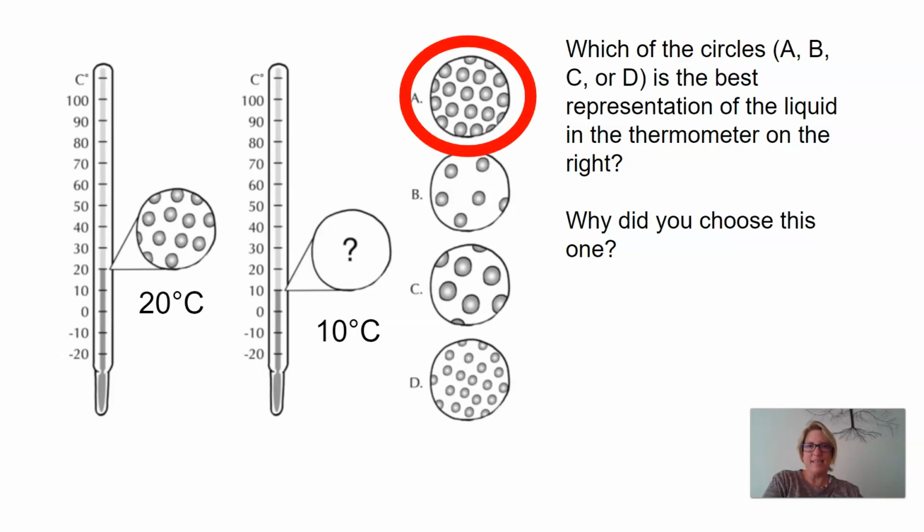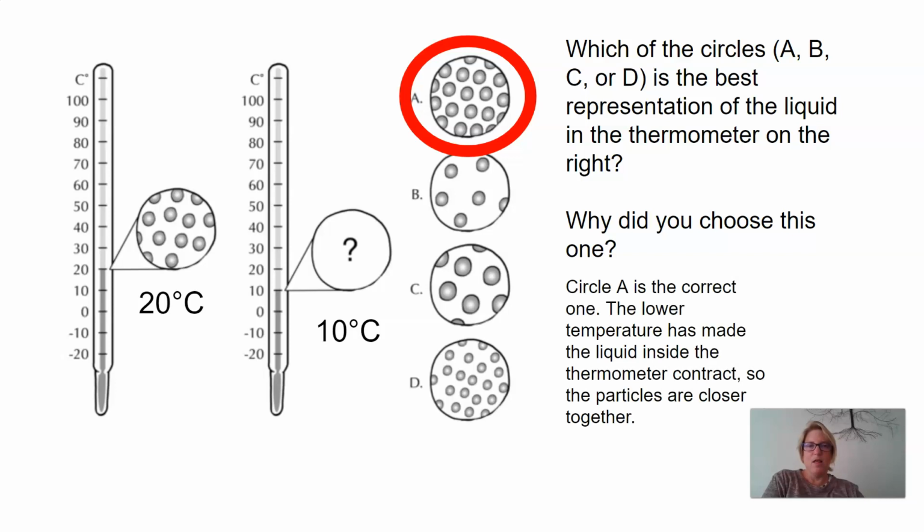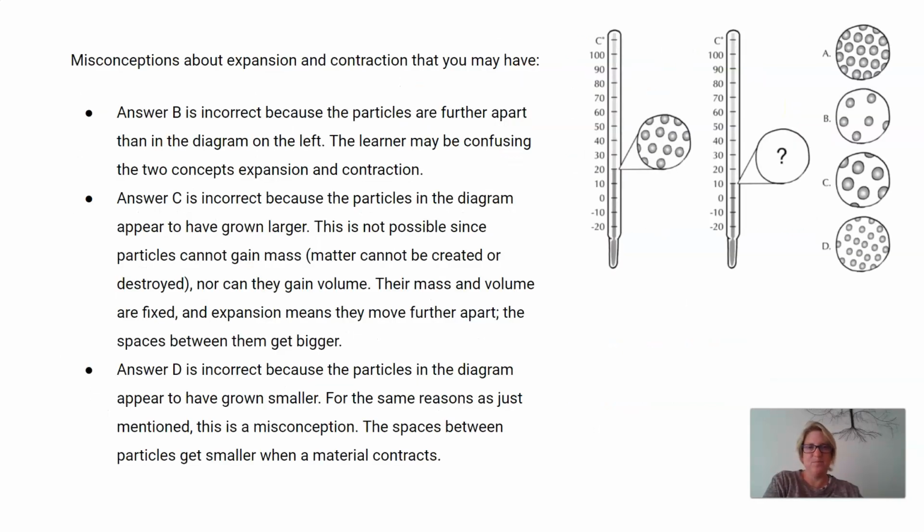A is indeed the correct answer. Let's figure out why. The lower temperature has made the liquid inside the thermometer contract. So the particles are closer together. I do want to clear up any misconceptions about expansion and contraction that you may have had in this activity. Let's work out why B, C, and D are all incorrect.